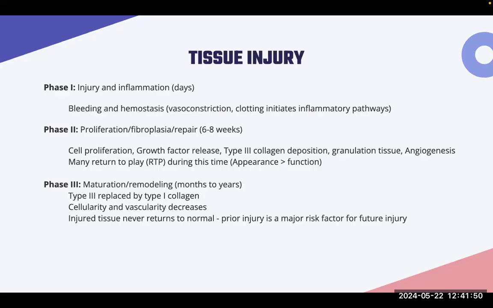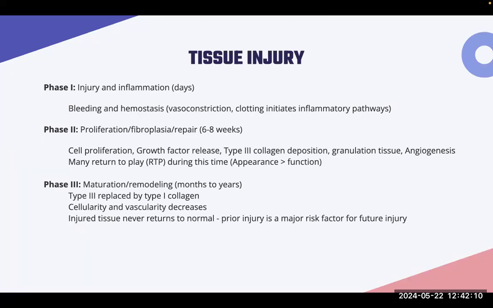And a lot of people we do send back 6 to 8 weeks later, but we have a gradual program that we have them increase to prevent the chance of injury. So really phase 3 can take months to years. And again, we don't have to wait years before putting them back, but really that's when your body goes back to that type 1 collagen, which is what it should be.